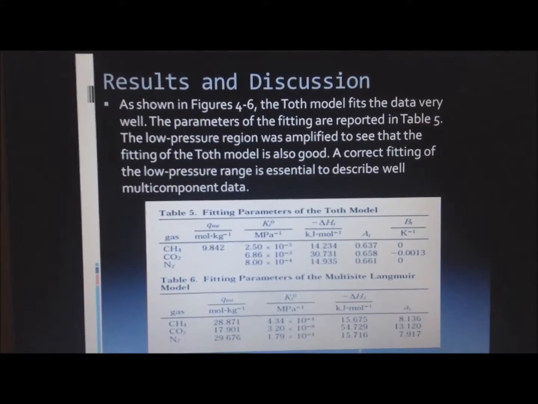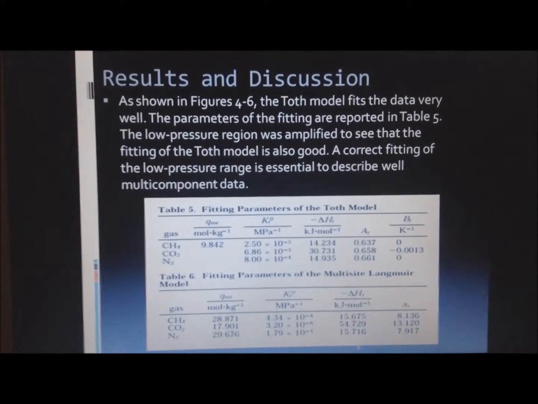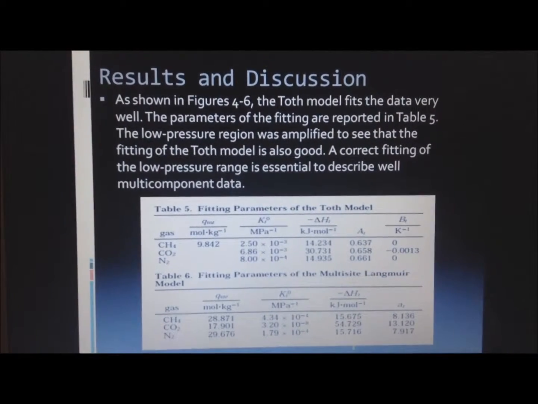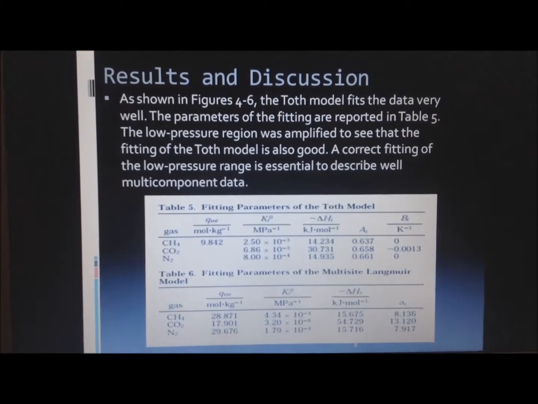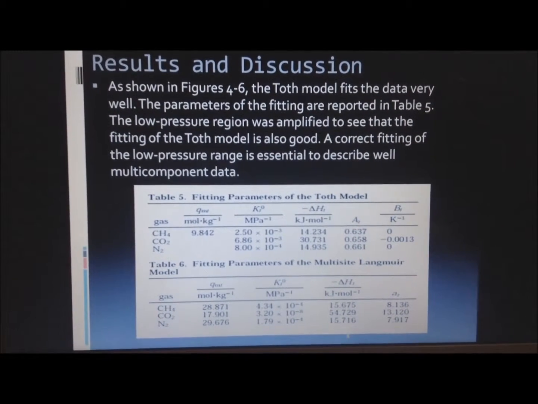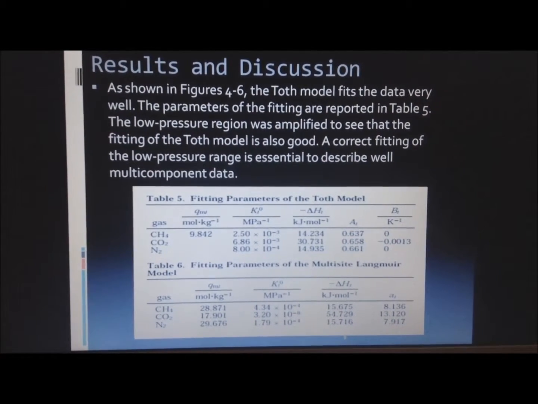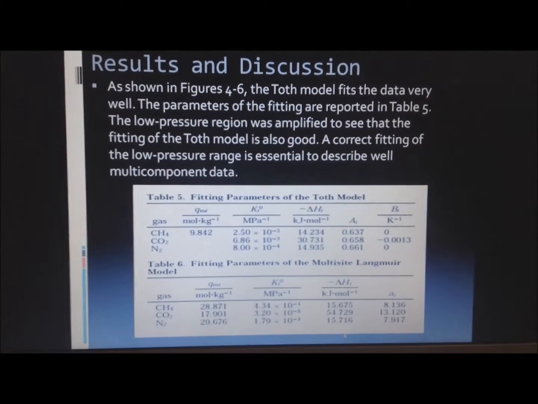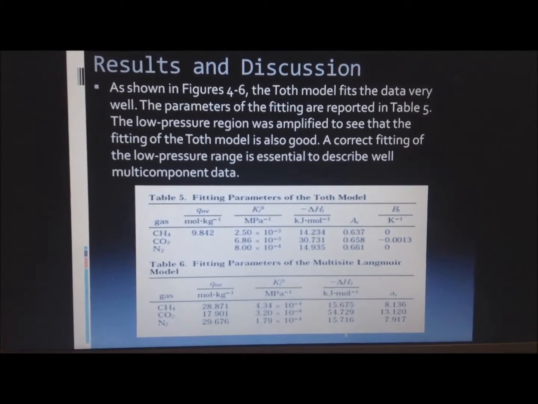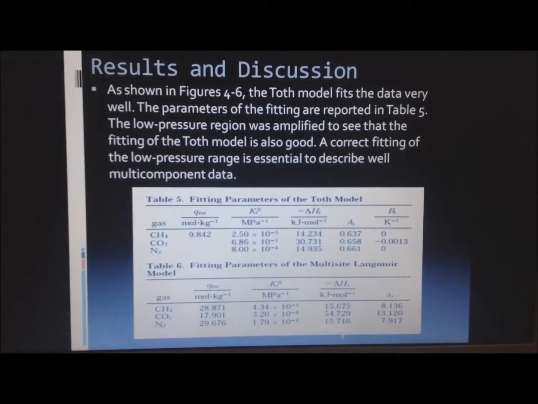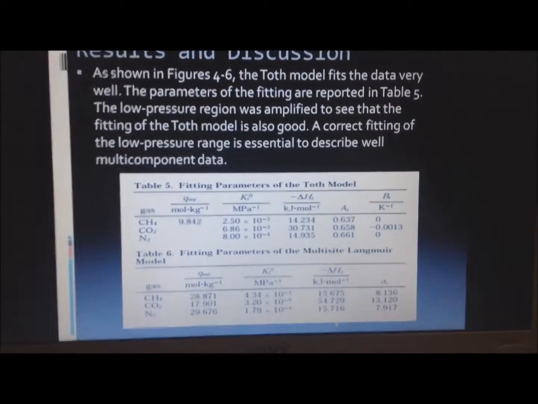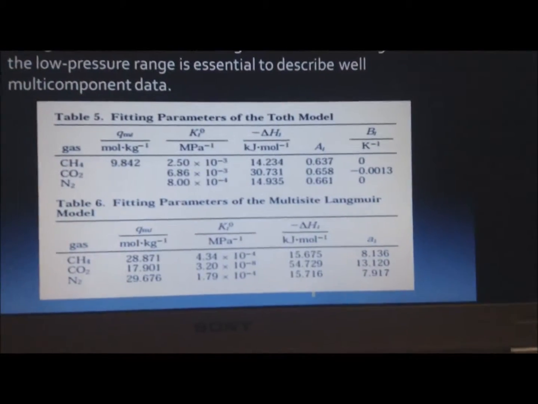As shown in figures 4 to 6, the Toth model fits the data very well. The parameters of the fitting are reported in table number 5. The low pressure region was amplified to see that the fitting of the Toth model is also good. A correct fitting of the low pressure range is essential to describe multi-component data well. This is table number 5 and table number 6.